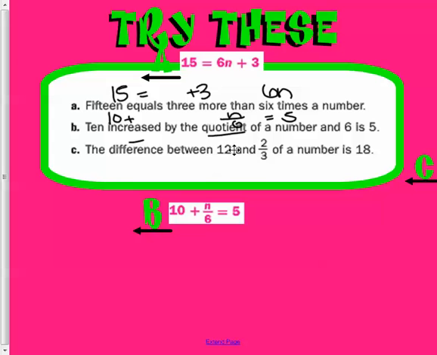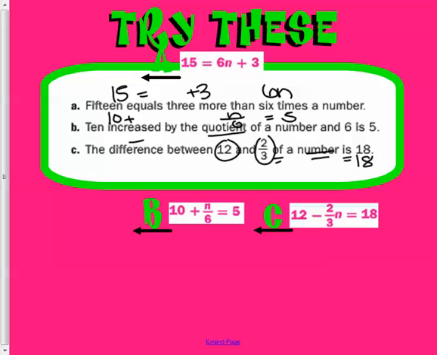The difference between 12 and 2/3 of a number is 18. The difference means minus, so you're going to subtract 12 minus 2/3 of a number, and it equals 18.